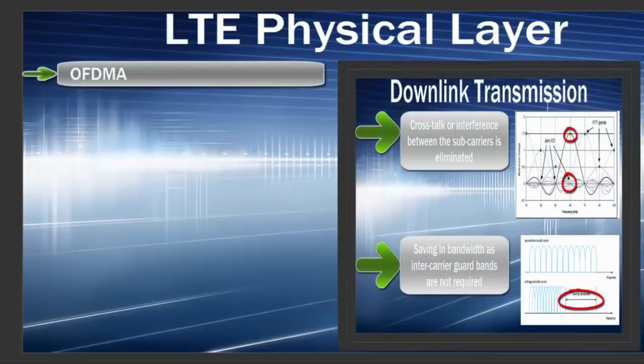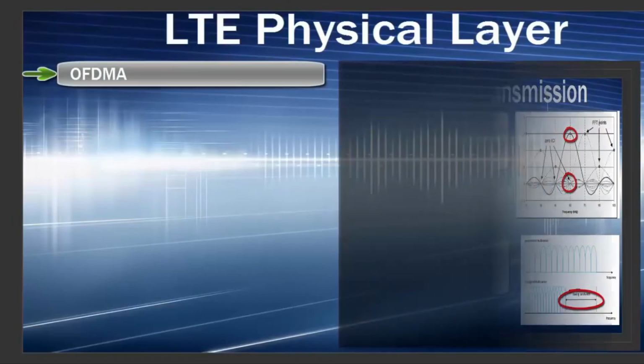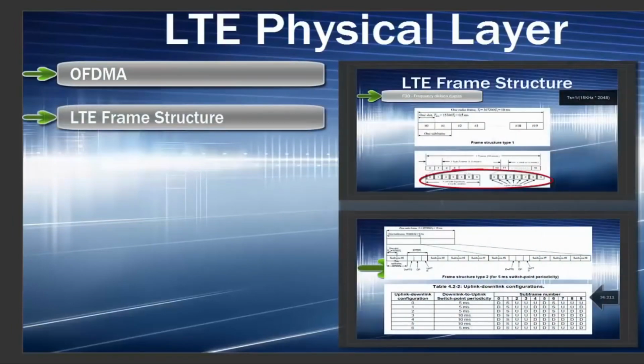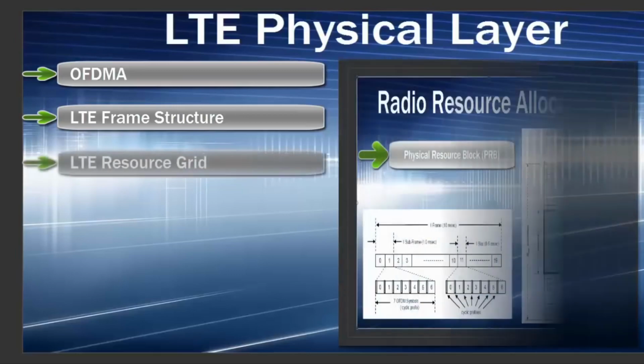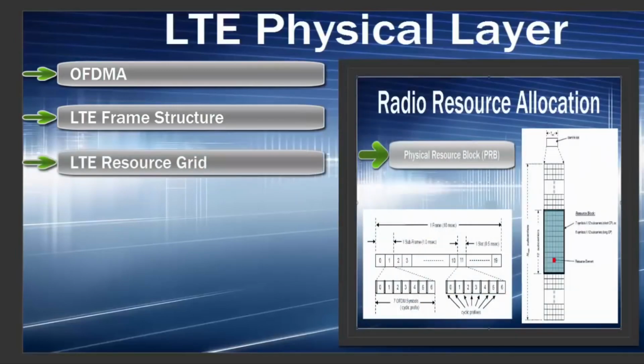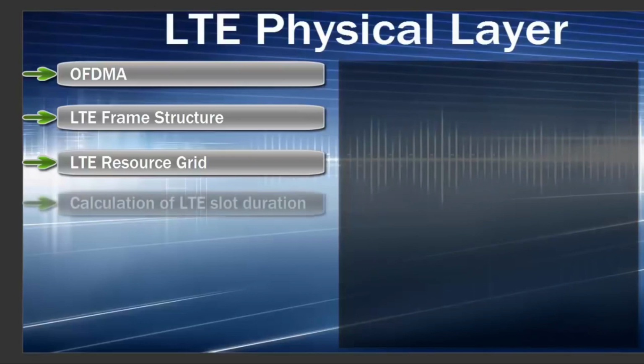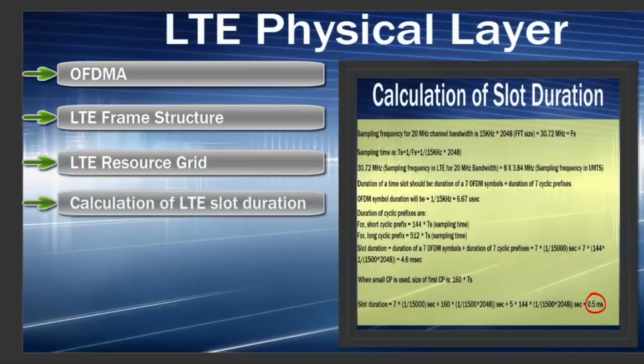We will understand what is OFDMA, what are its advantages and disadvantages, and the LTE frame structure. We will talk about both types of frames, type 1 for FDD and type 2 for TDD. We will cover the LTE resource grid to understand the concept of resource block, resource element, and cyclic prefixes. We will calculate LTE slot duration to show how its value is 0.5 millisecond.